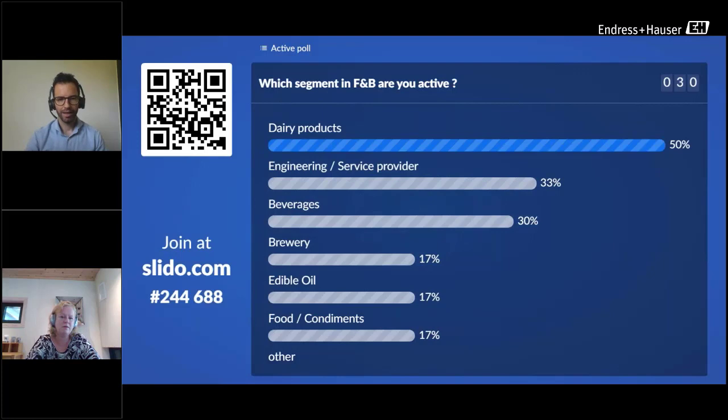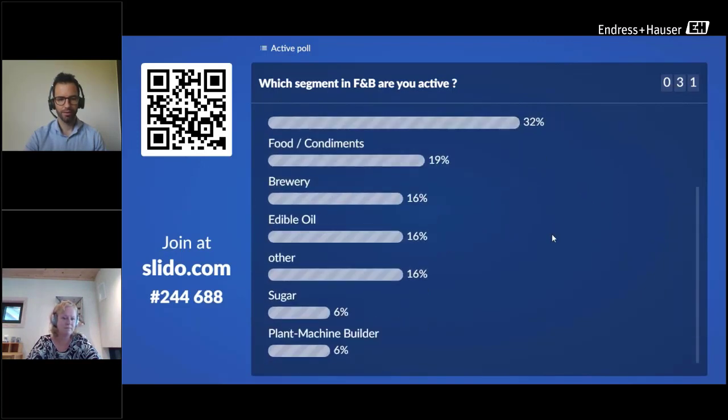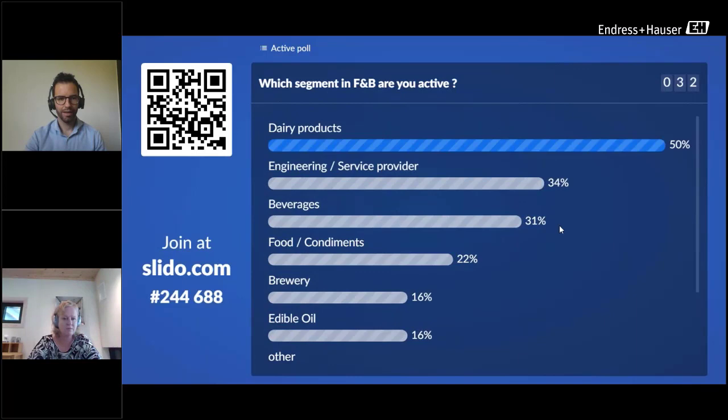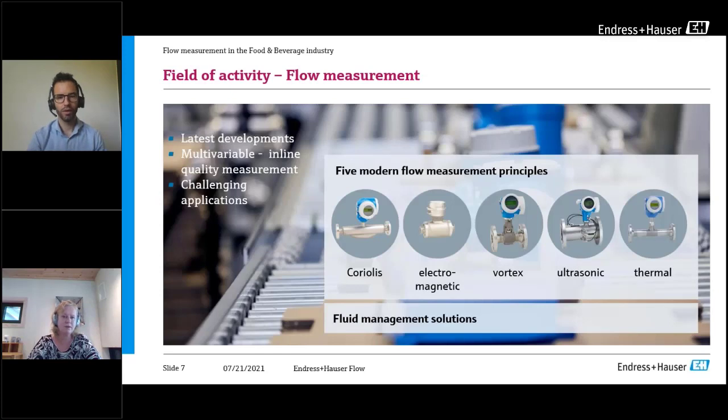Great. And we see mainly people from dairy products, area engineering service providers as well. And yeah, so quite mixed group. Thank you very much for this active start. And I'll hand over now to Hege, who will do the introduction and the first part of the presentation, and you will hear from me later on.